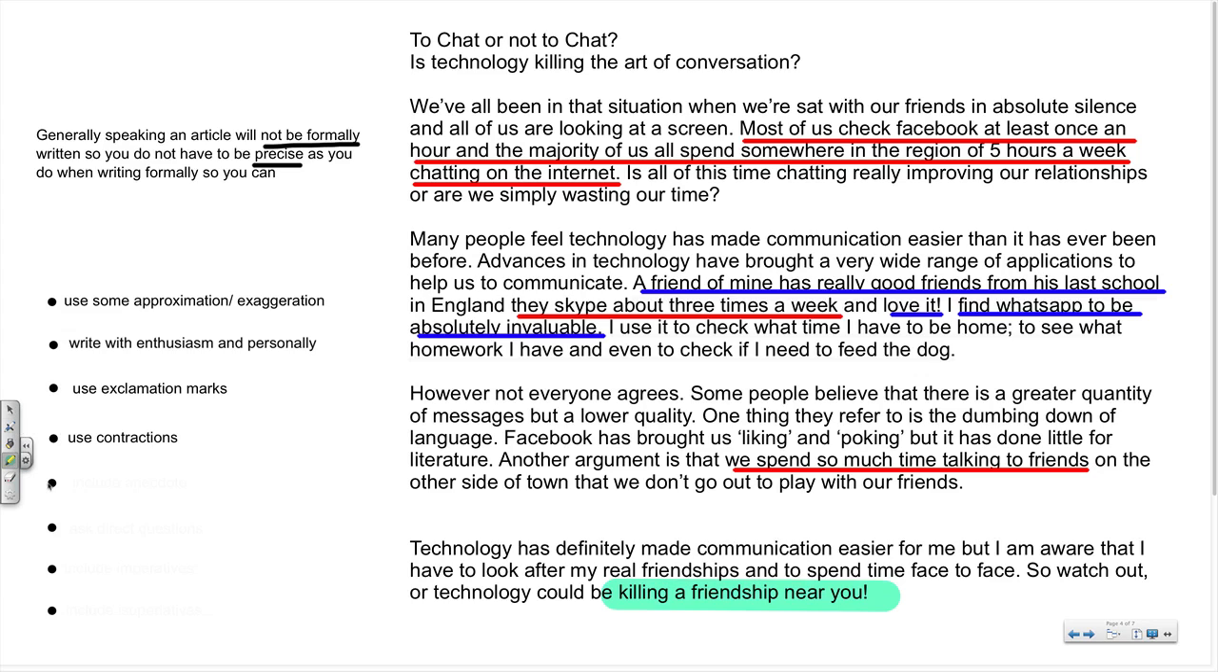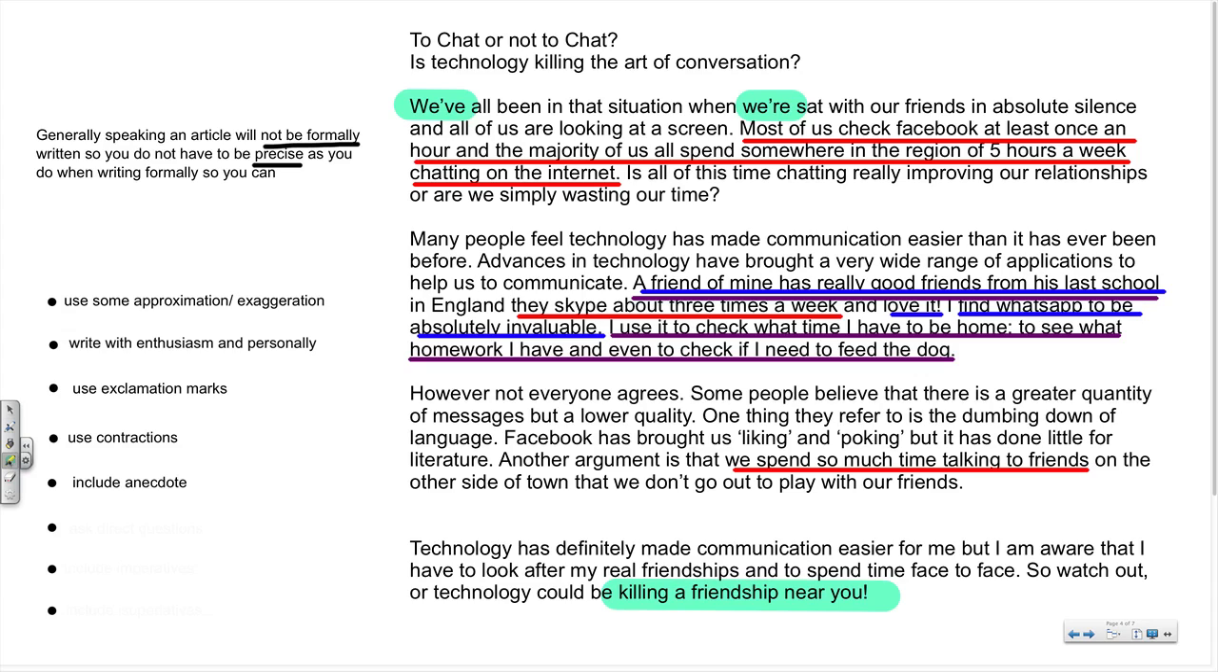We can use contractions. Unlike formal writing where we would not use contractions, we can use contractions. And there's a couple of examples. We can include anecdote. The anecdote here: a friend of mine has really good friends from his last school and they Skype about 3 times a week. My personal experience of WhatsApp: I use it to check what time I have to be home, to see what homework I have, and even to check if I need to feed the dog. Use anecdote, personalise your writing.